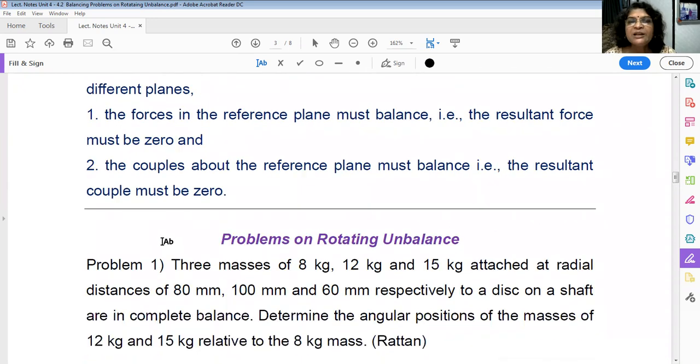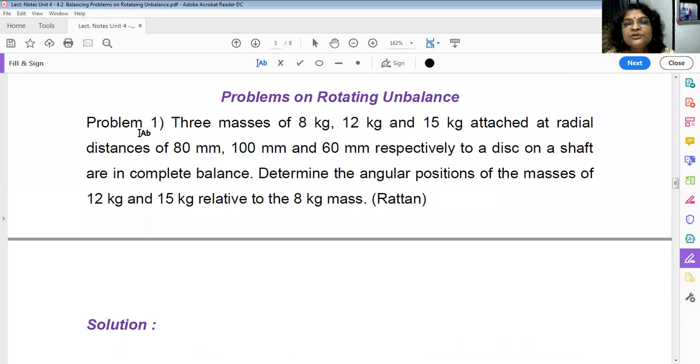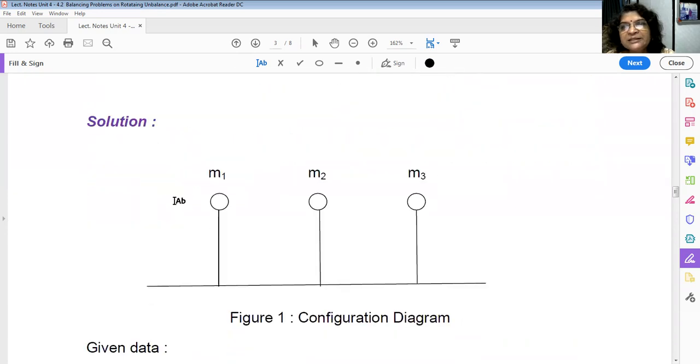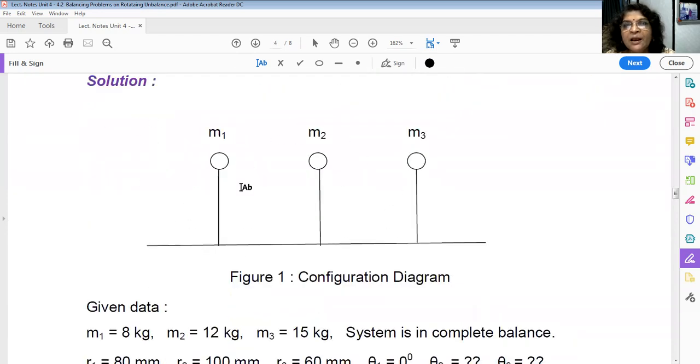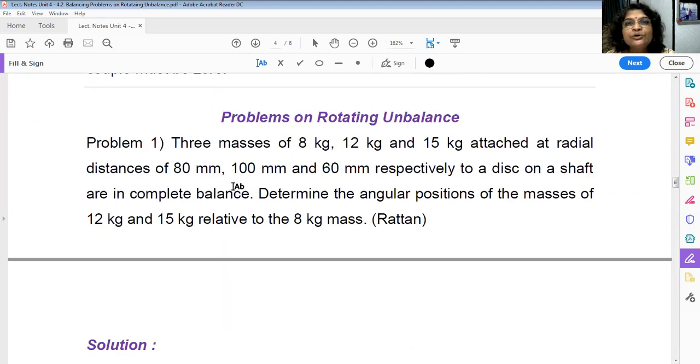Now let us see problem number 1. In this problem number 1, this is the diagram. This is the convention of how to show the unbalanced masses at eccentricity. So let us read the problem. 3 masses of 8 kg, 12 kg and 15 kg attached at radial distances 80 mm, 100 mm and 60 mm respectively to a disc on a shaft are in complete balance.